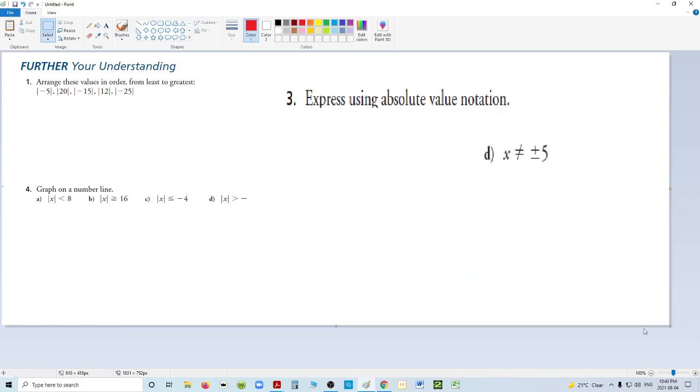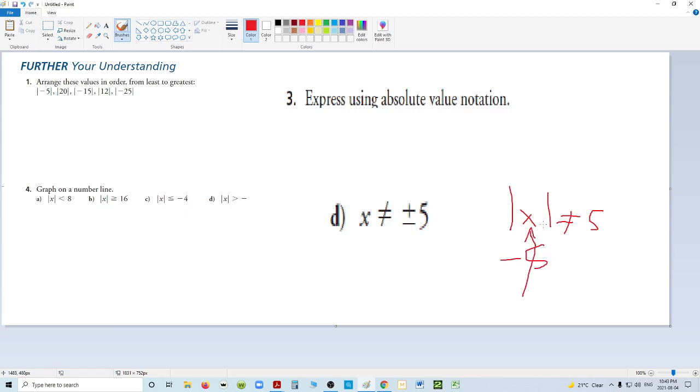Oh, here's an interesting one. I didn't really think about this one. But I imagine you can just do the absolute value of x cannot equal 5. So it's saying plus or -5. So sure enough, if I put -5 in there, it gets absolute valued. It cannot equal 5. So therefore, -5 would not work, and 5 would not work, and everything else would work.